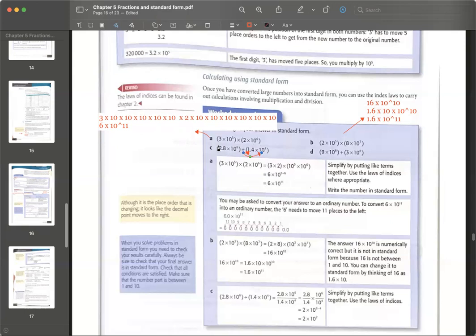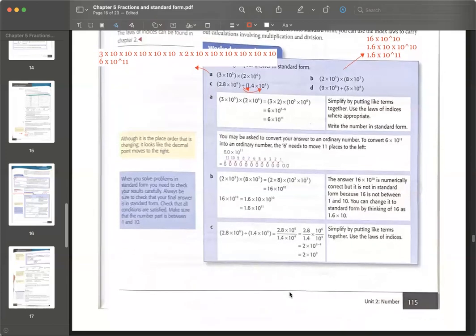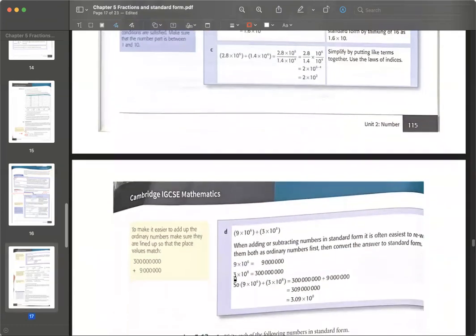So 2.8 will be divided by the number, you can see here, we get 2. Then 10 to the power of 6 is divided by 10 to the power of 4. So whenever it is division, if we follow the law of indices, this 4 and this 6, it will be a minus. So 6 minus 4, we will get 10 to the power of 2. So this is your answer here. Then we'll go to the addition one. Then I will ask you whether you have any question.